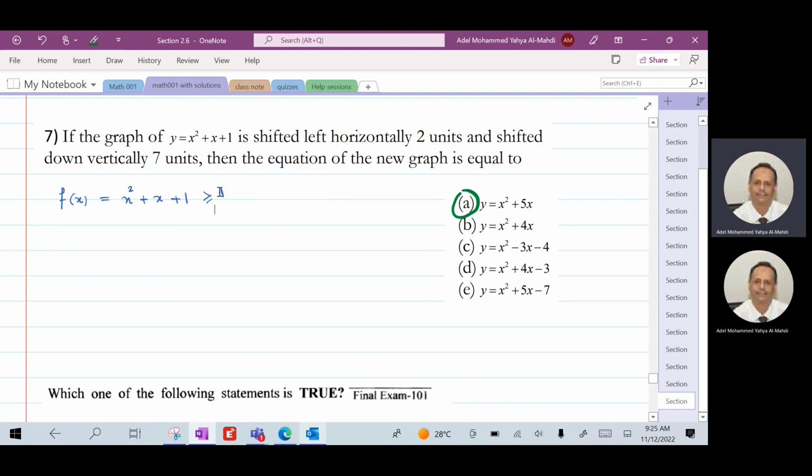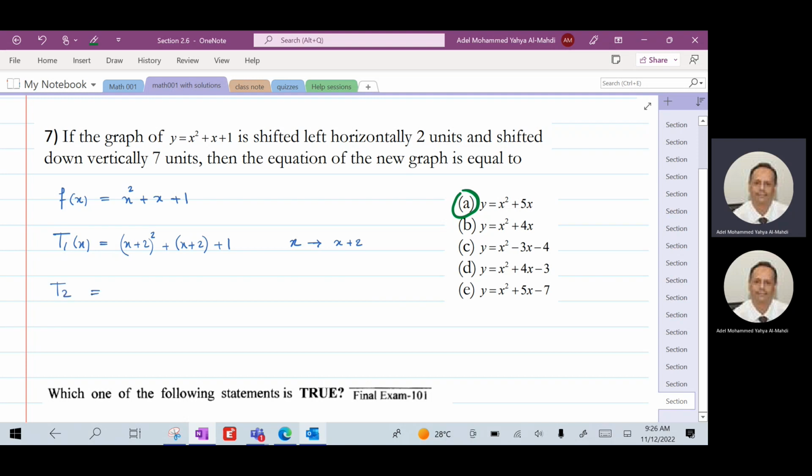It is a parabola opening up. It is unfactorable. I mean, maybe it has two complex roots or zeros. This is the original one. Transformation number 1, T1, is 2 units left. Mathematically we change x by x plus 2. We have x plus 2 all squared, plus x plus 2, and plus 1.